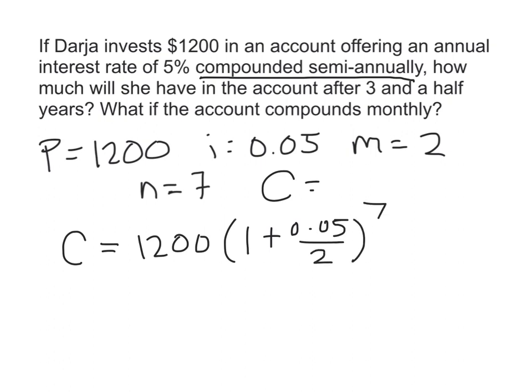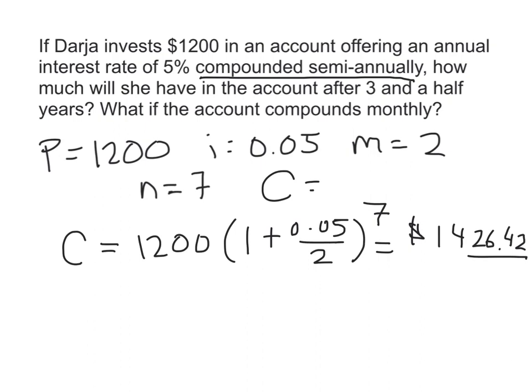Plugging into my compound interest formula, $1,200 invested at 5% semi-annually. This time N is a power instead of a multiplier. And plugging this into my calculator, I end up with $1,426.42. So when we were compounding or earning interest on our interest, we made about $16.50 more in those 3.5 years.